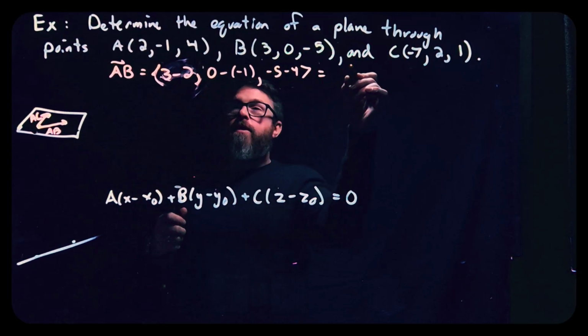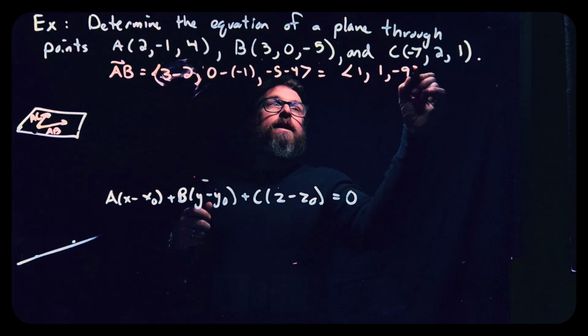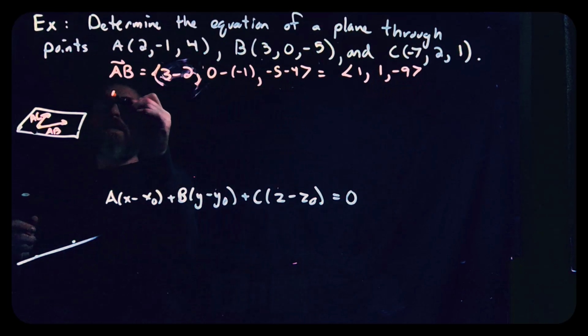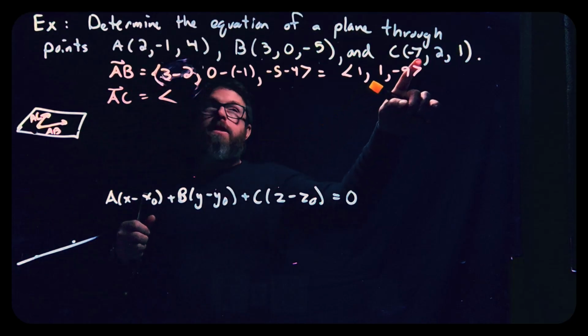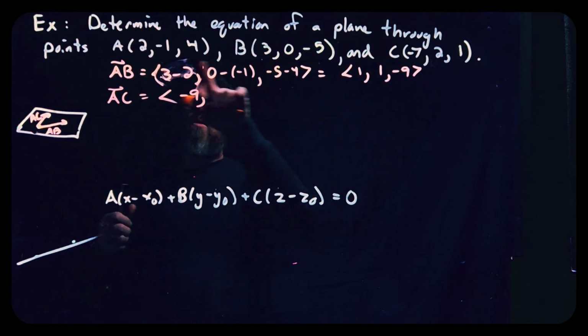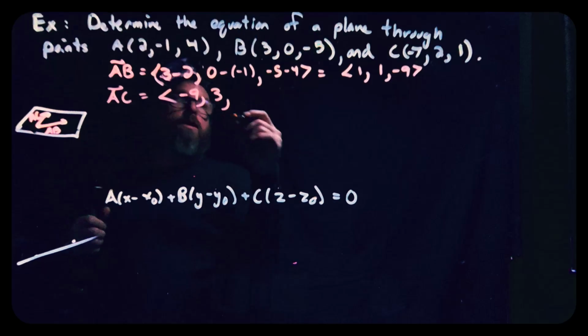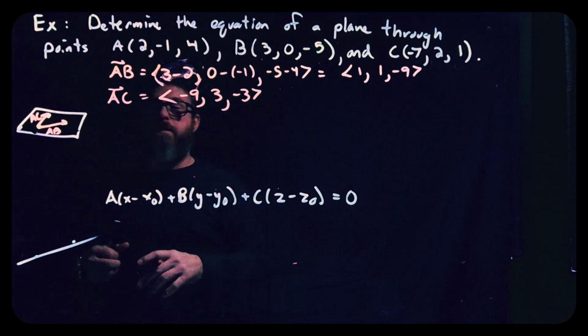So then we're going to have the vector 1, 1, and then minus 9. Now, AC, we'll just do a little more shortcut. So minus 7 minus 2 is going to be negative 9. And then I have 2 minus a minus 1, which would be 3. And then 1 minus 4 is going to be negative 3.